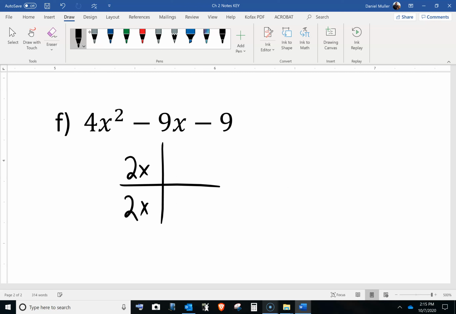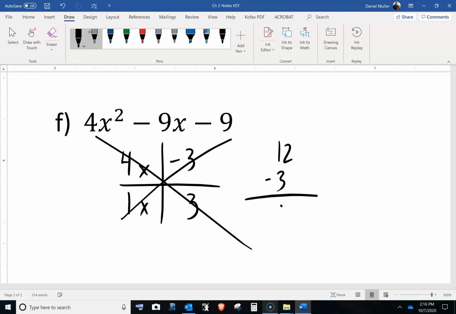Well, maybe I'll try 3 and 3. So then I get a positive 6 and a negative 6, which will get me a 0. That's not my middle term. Okay, well, I tried 1 and 9, I tried 3 and 3, those are my only options, so maybe I'll change this now to a 4x and a 1x. And then I can do 3 and 3, make one of them negative. So that's going to be 12, that's going to be negative 3. 12 minus 3 is 9.